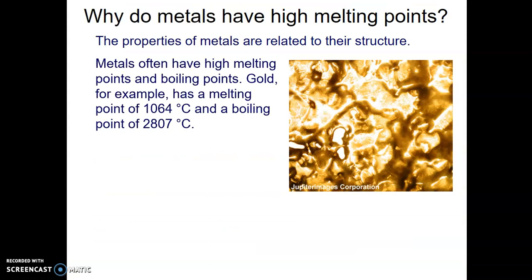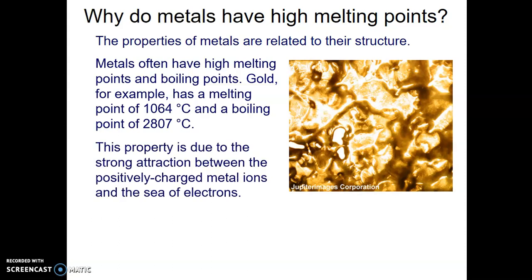Now, as we've said, metals have very high melting and boiling points. Gold, for example, you have to heat that to 1064 degrees to melt it, and almost 3000 degrees to boil it. That is because the attraction between the negative electrons and the positive metal ions in the structure of the metal is so strong. It takes that much heat energy to break those attractions between the ions and the electrons, and to break the structure down and cause it to change state. Okay, so that's why they have high melting and boiling points.